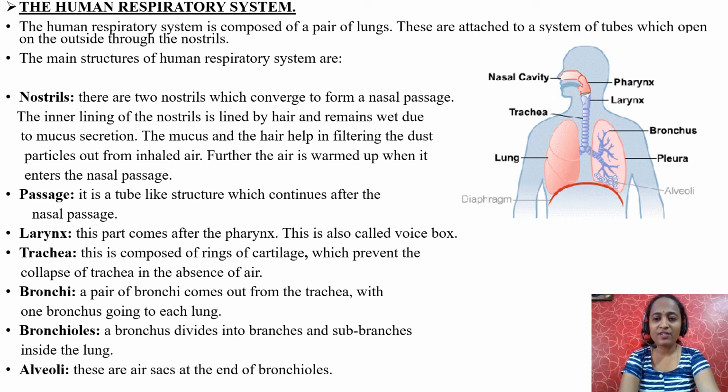After the nasal passage, you can see the pharynx. This is the pharynx. It is a common passage of food as well as air. It is a tube-like structure which continues after the nasal passage.